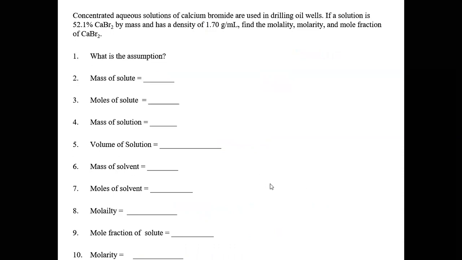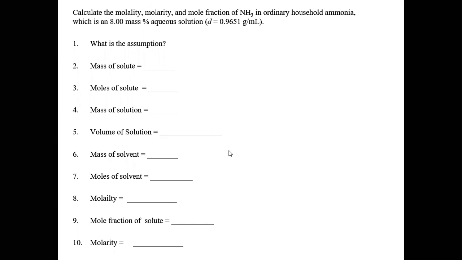Now going to look at another example. Now we want to calculate the molarity and mole fraction of ammonia when we have an 8.8% mass solution of ammonia, and it gives us the density of ammonia. So again, the first thing, since we're given mass percent, we need to make the assumption based off mass percent, and that is assuming 100 grams solution. So if we assume 100 grams solution, we know the mass of solution. We know the mass of solute. And we know the mass of solvent. And we'll convert this to kilograms.